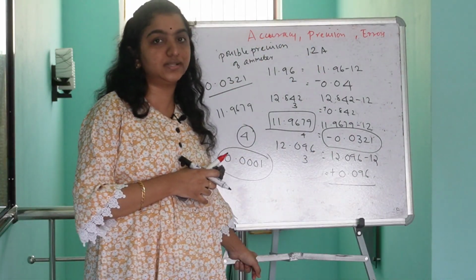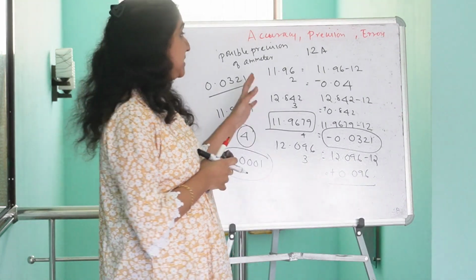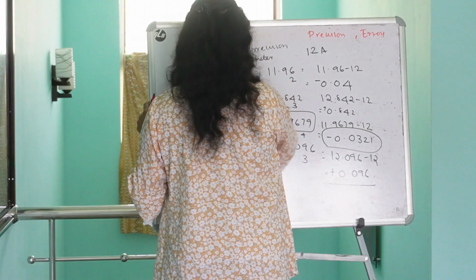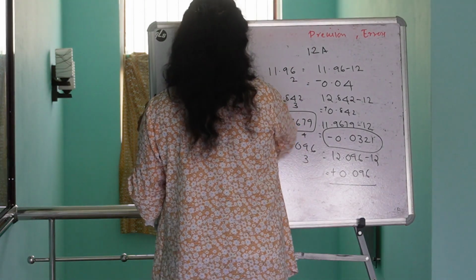So, guys, these were accuracy, precision and error and these example problems. Now let's move on to the next topic, types of error.